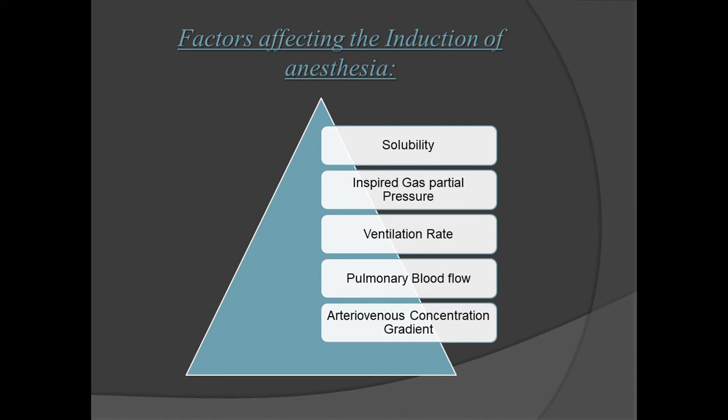Last is the AV concentration gradient. The anesthetic tension is different in arterial and venous blood, and when soluble drugs are given into highly perfused tissues, it may decrease the gas tension in mixed venous blood. It can influence the rate of onset of anesthesia.